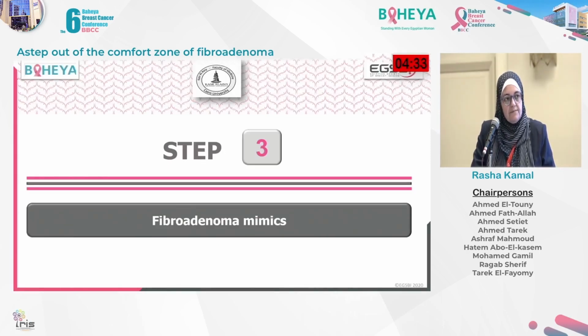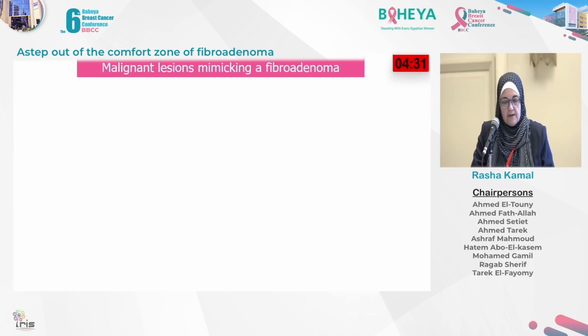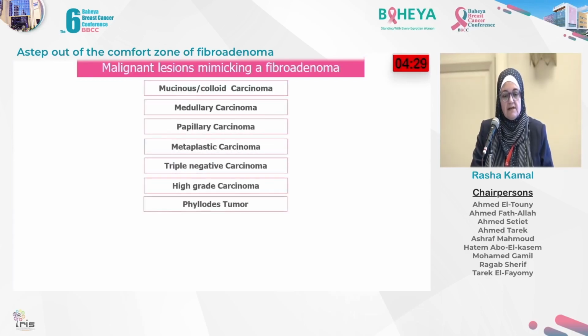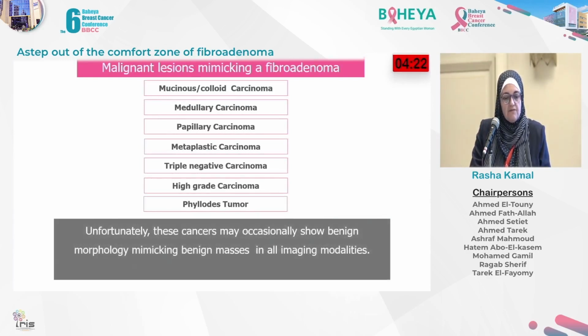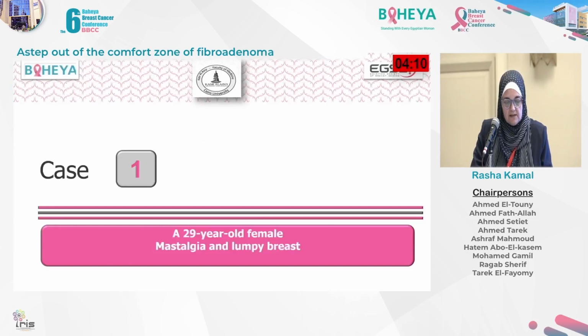The third step is the fibroadenoma mimics. We have a long list of lesions which appear exactly like the fibroadenoma. And the problem with these lesions that unfortunately they may occasionally show benign morphology mimicking benign masses in all imaging modalities. And some of them may occur in young individuals, which further increases the problem in diagnosing these lesions.